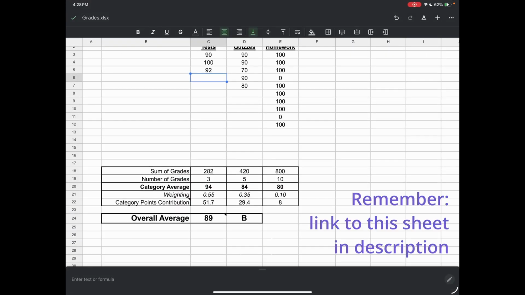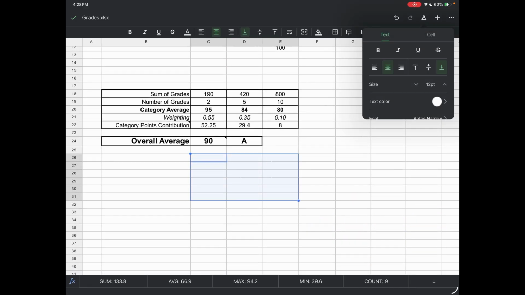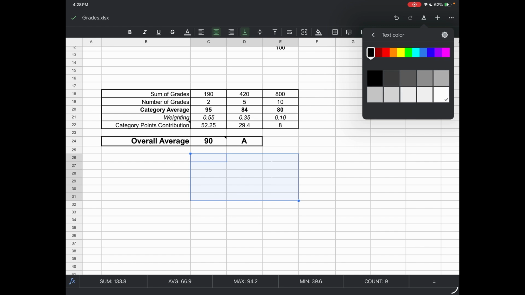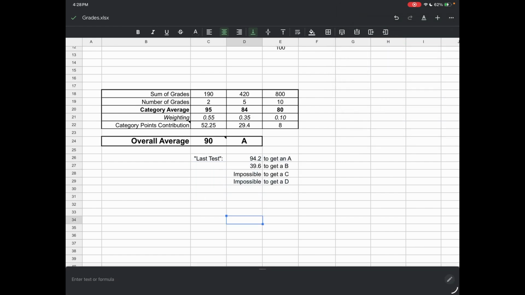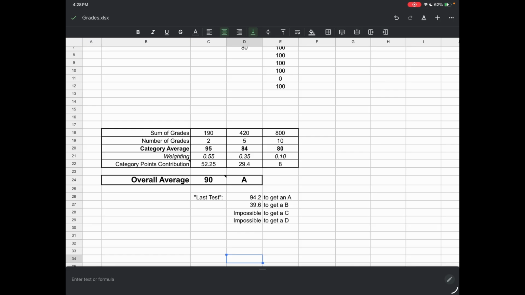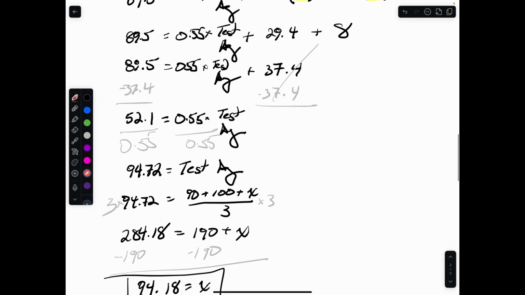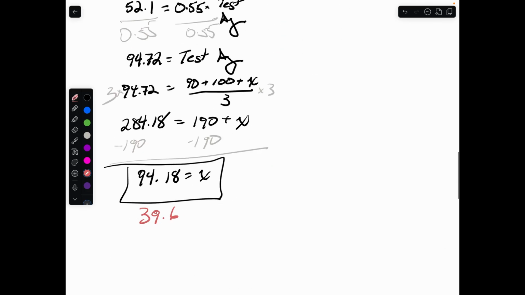If you go back to the Google Sheet, I'm going to clear out this 92, and I'm going to show you a column that I had initially hidden, where I actually go through these calculations for you. I'm calling this the last test in quotation marks. He needed a 94.2 to get an A, needed a 39.6 to get a B, and you can experiment with these grades if you want and see what kind of grades are necessary. I am going to show this calculation to students at my school. I think they're going to be interested in knowing what they need to make on a last test.